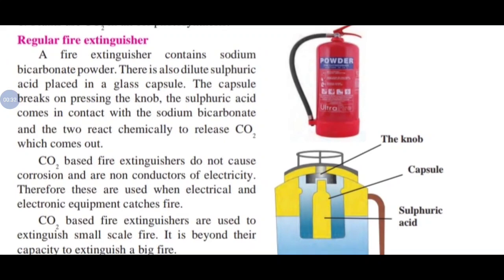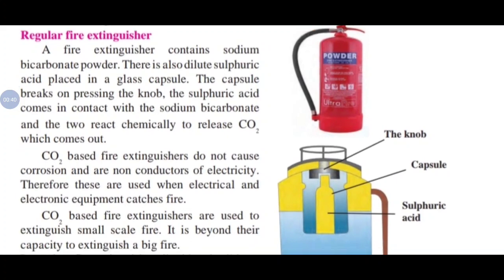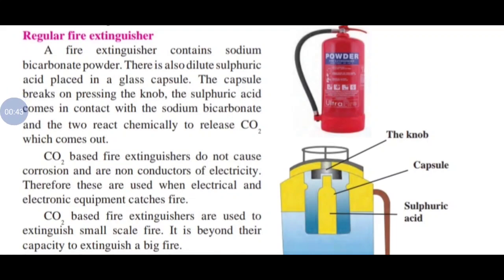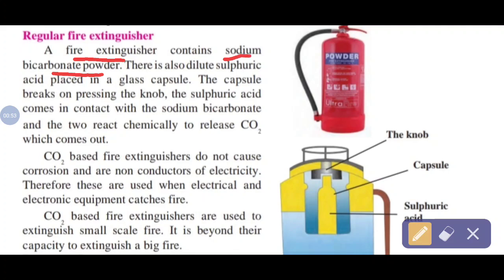What is the internal structure? What is present inside this fire extinguisher that we learn in this point? Check now. A fire extinguisher contains sodium bicarbonate powder. There is also dilute sulfuric acid placed in a glass capsule. Check here, the capsule is shown. In this glass capsule, what is present? Dilute sulfuric acid.